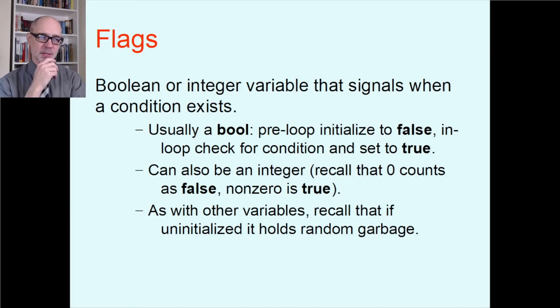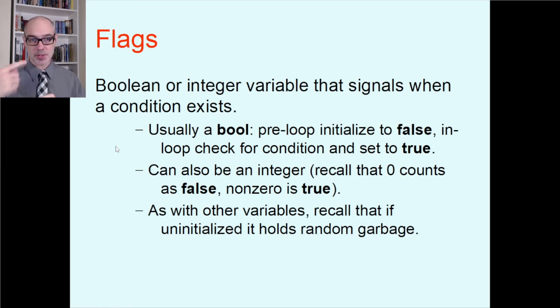Other stuff. Here's a technique we call using flags, which we use quite a bit. In fact, we'll be using flags in the next lab that we do in person for our class. So a flag is a Boolean or integer variable that signals when a particular condition exists. Usually we use a Boolean for this, true or false, reporting whether a thing of interest has happened or not. You're going to use this in conjunction with a loop.